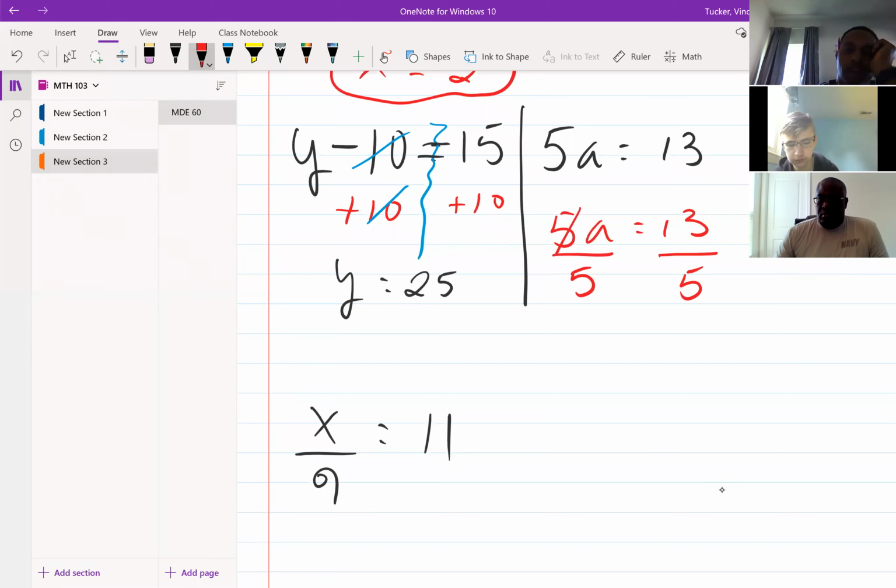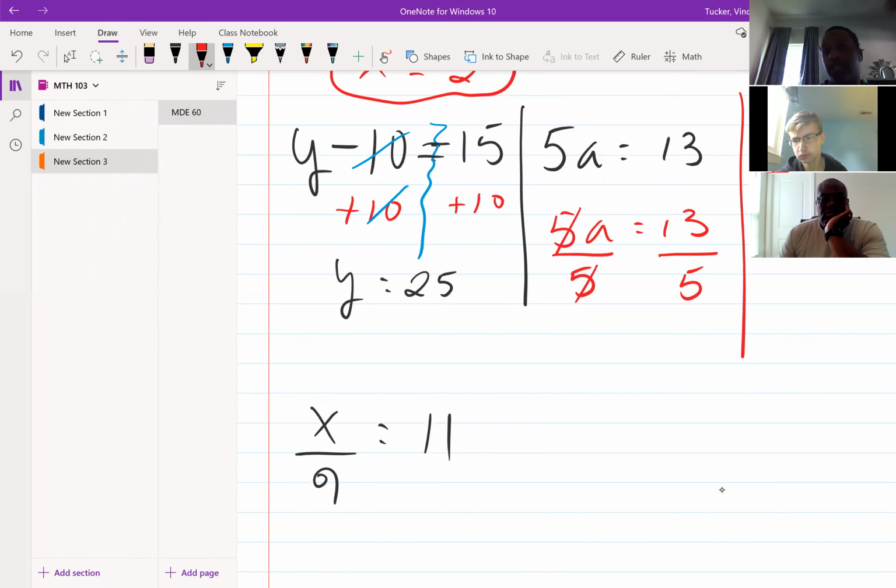5 divided by 5 will give you 1. And also, let me say this. 1a is the same thing as a. So you'll never see 1a in an expression in its most simplest form. 1x is the same thing as x. 1y is the same thing as y. It's understood that if you see the variable, then you know there's a 1 in front of it. So always keep that in mind.